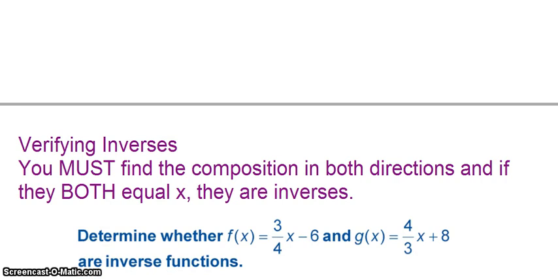Now, if I ask you to verify inverses, keyword verify, you can't just find the inverse of one of them and see if it matches the other. You absolutely must find the composition in both directions, so in other words f of g of x and then also g of f of x, and see that they both equal x. If they both equal x, they are inverses. If the first one you plug in doesn't equal x, you don't have inverses. You can stop and say, nope, not inverses, and move on. But if one of them works, you do have to check that that other direction works as well.